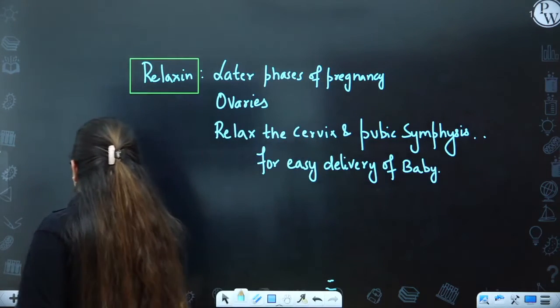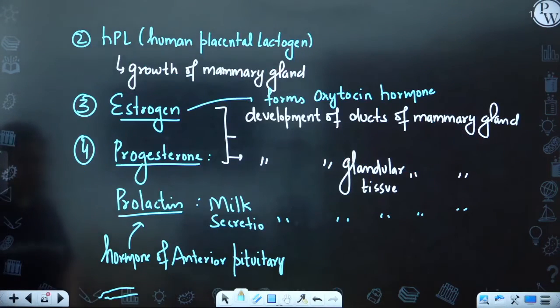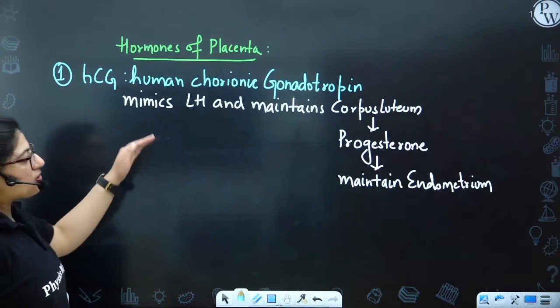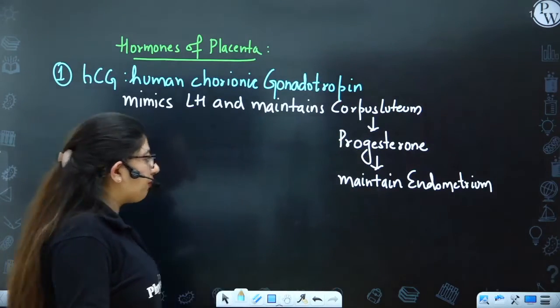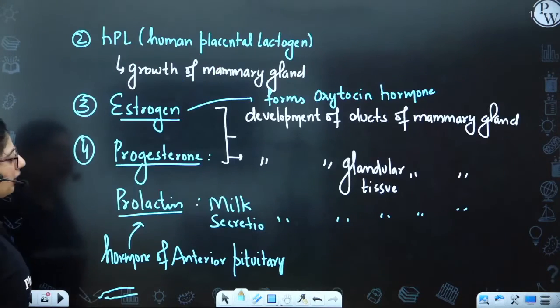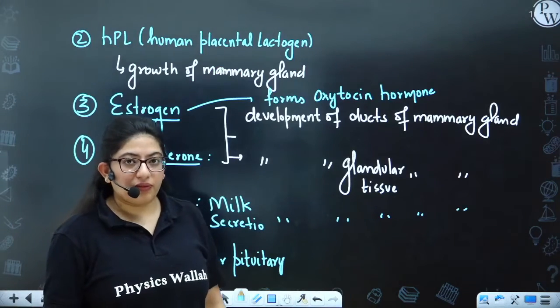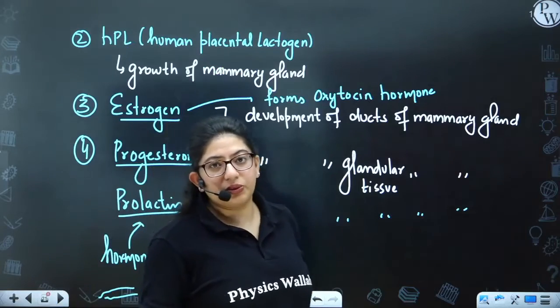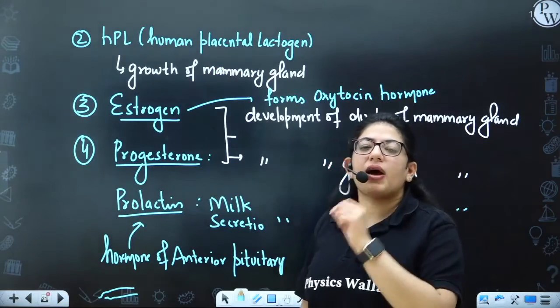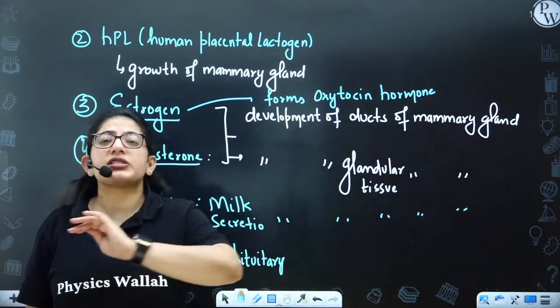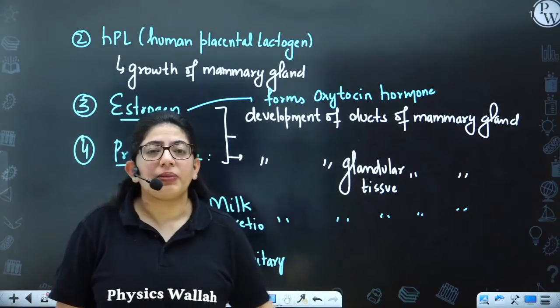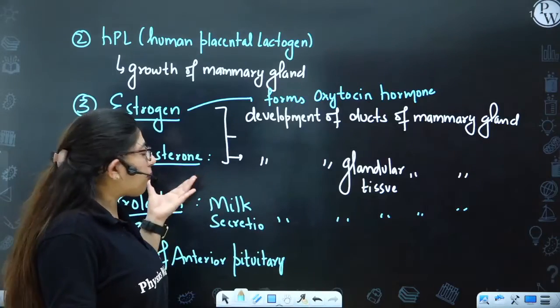Okay. So some of you must be thinking, ma'am said HCG is important because we want to maintain corpus luteum and we want progesterone from the corpus luteum. Fine. On the other hand, ma'am is saying that placenta forms progesterone. Then why do we need corpus luteum? See, in the first 3 months of pregnancy, we are dependent upon corpus luteum. Why? Because placenta is not completely formed. Placenta is not much developed that it can form progesterone.